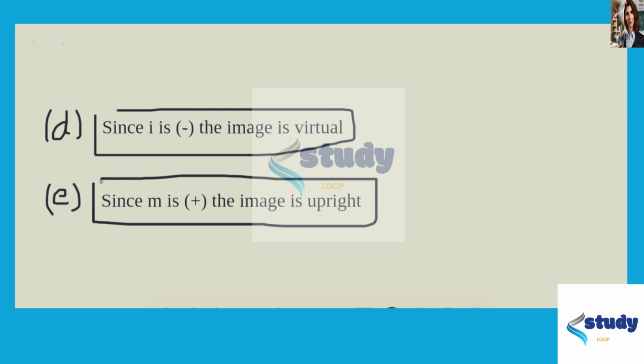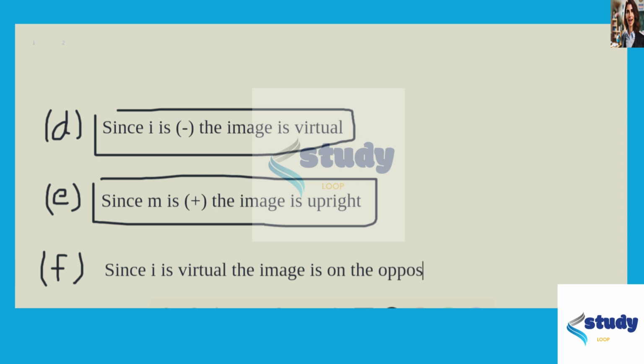And then lastly, part F wants to know if the image that is formed is on the same side or the opposite side of the object that formed the image. So since i is negative and p is positive and i is virtual, it's on the opposite side. So we can say since i is virtual, the image is on the opposite side.